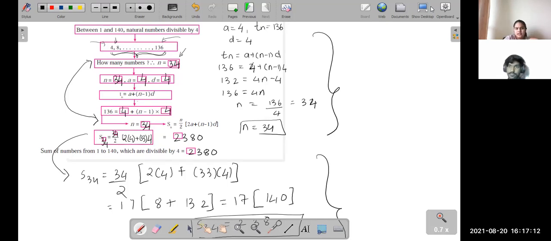How did you write 132 in the middle? I have skipped one step. This plus 4, when you take it to the other side, becomes minus 4. So 136 minus 4 is 132. Understood.